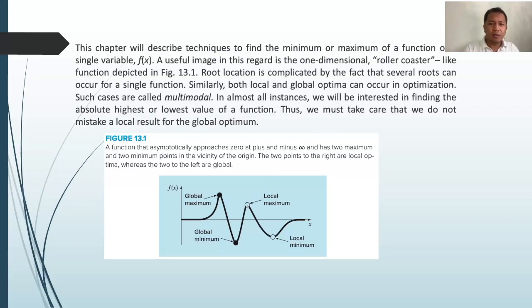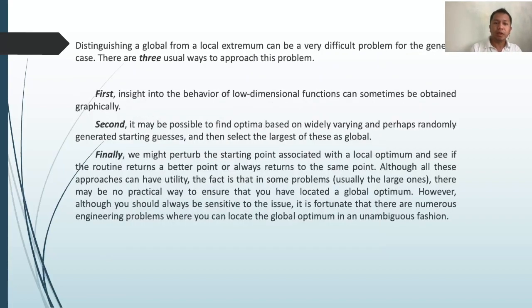Similarly, both local and global optima can occur in optimization. Such cases are called multimodal. In most instances, we will be interested in finding the absolute highest or lowest value of a function. Thus, we must take care that we do not mistake a local result for a global optimum. Distinguishing a global from a local extremum can be a very difficult problem for the general case.